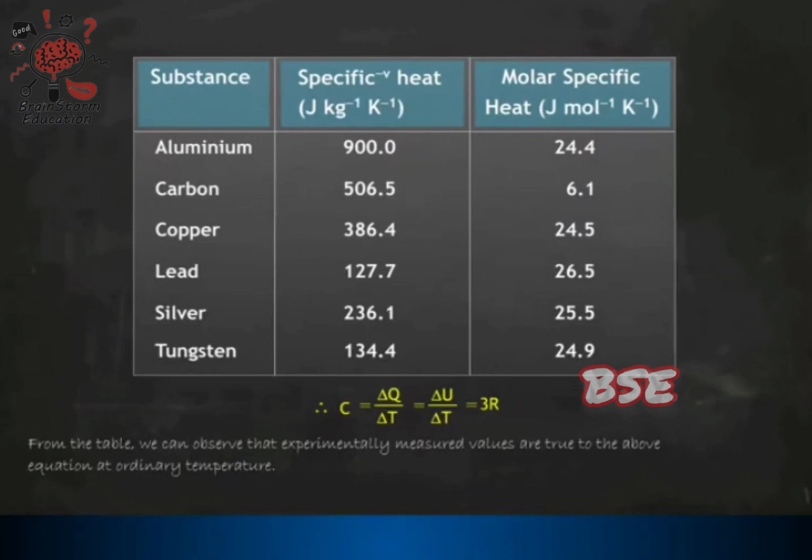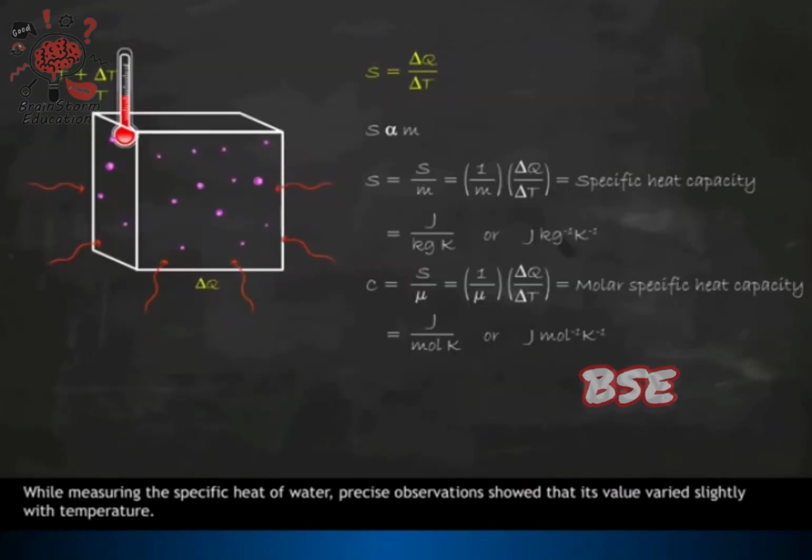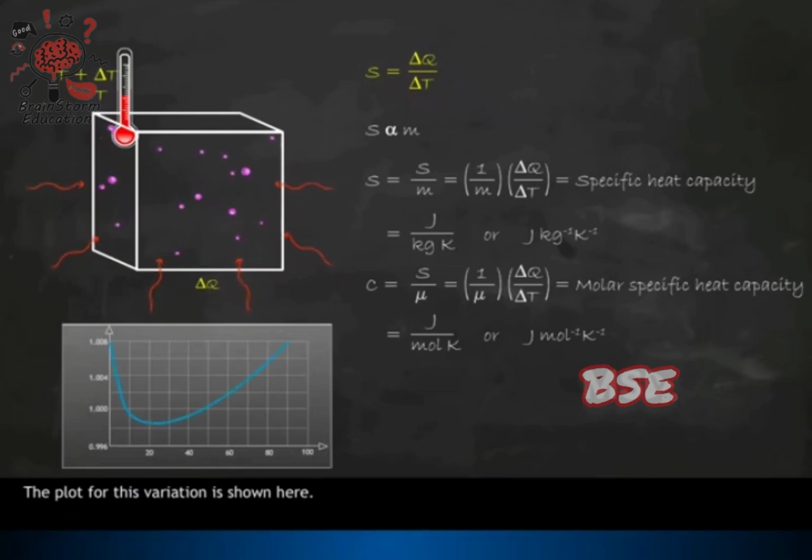From the table, we can observe that experimentally measured values are true to the above equation at ordinary temperature. Here, carbon is an exception. At low temperatures, it usually does not work. While measuring the specific heat of water, precise observations showed that its value varied slightly with temperature. The plot for this variation is shown here.